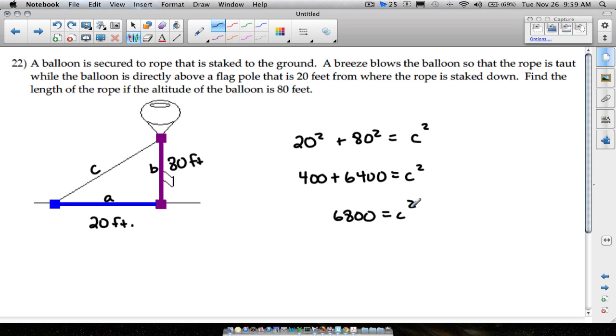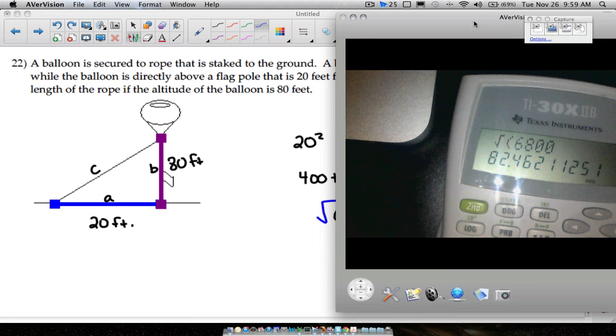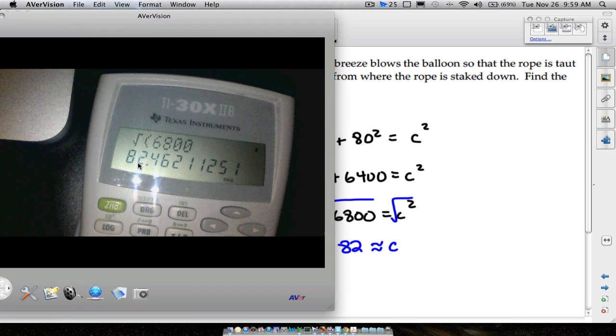And let's see, that's not going to be a nice number. The square root of 6,800. Since we're dealing with a real world problem, it doesn't say this, but I'll remind you in class, we have to take the square root of both sides to get c by itself. So the square root of 6,800, I'm going to round to the nearest foot. 82 is approximately equal to c. And you can just go to the calculator to get that. What I did here is I took the square root of 6,800, and it's around 82 feet in this case.